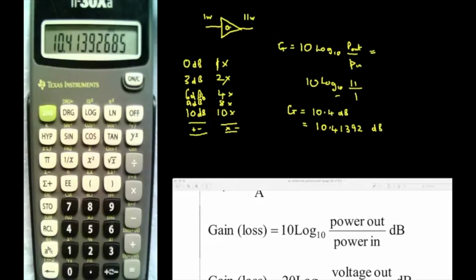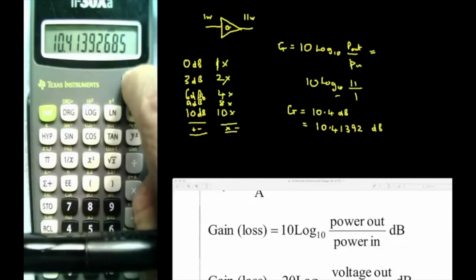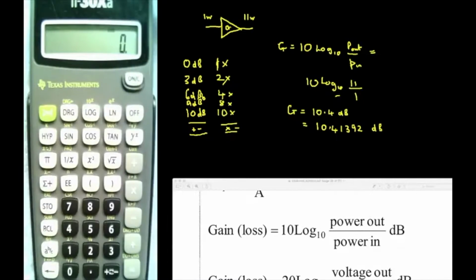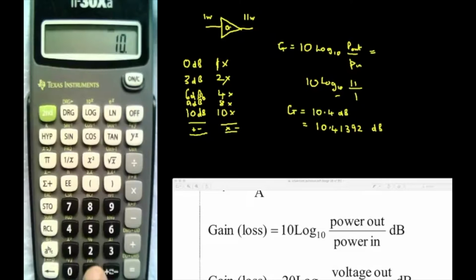Now, if I were given 10 dBs, if I had an antenna of 10 dBs, and I wanted to find out what the gain was in a linear way, for example, to work out effective radiated power, I need to find out what the linear gain of 10.4 dBs is. First thing is I type it in, 10.41392. And the reason I'm using the precision there, which is completely unnecessary, is I'm going to get back to 11 times. This is the objective there.